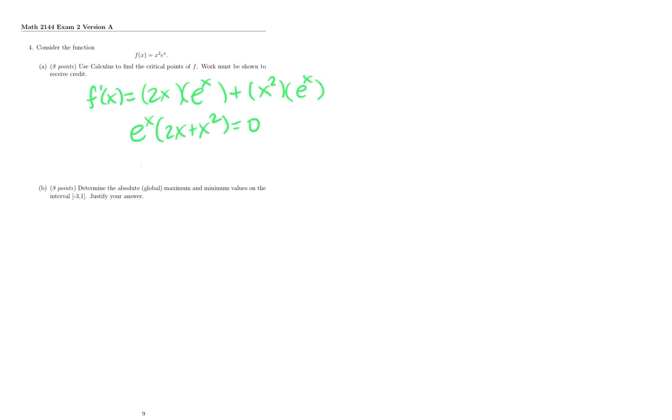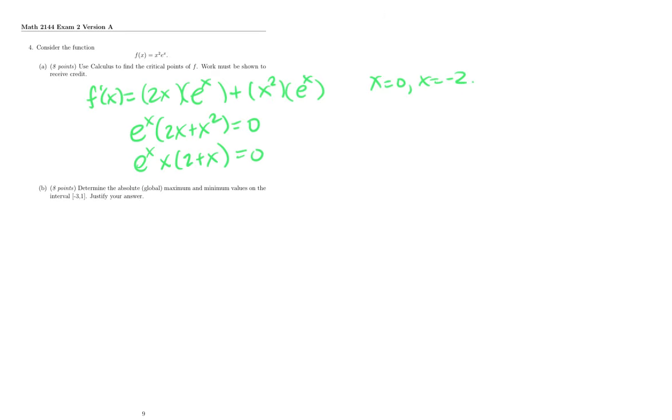And so I get e to the x. I can factor out another x, and then I'll have 2 plus x. So my critical points are x equals 0 and x equals minus 2. Determine the absolute or global maximum and minimum values on the interval -3 to 1.